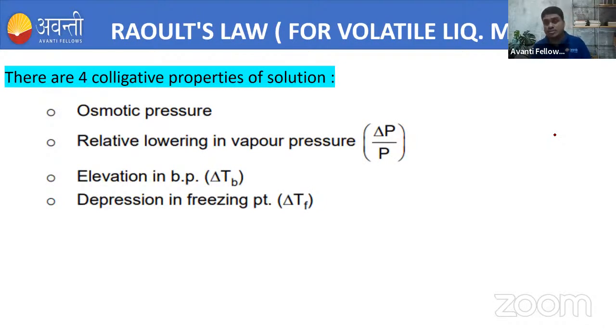The first one is osmotic pressure, and this is very important. Out of these 4, this one is going to be a very lengthy topic. So there are 4 colligative properties we have. The first one is osmotic pressure. The second one is the relative lowering in vapor pressure, delta P upon P. The third one is the elevation in boiling point. And the next one is the depression in freezing point. So in total we have 4 colligative properties, right?